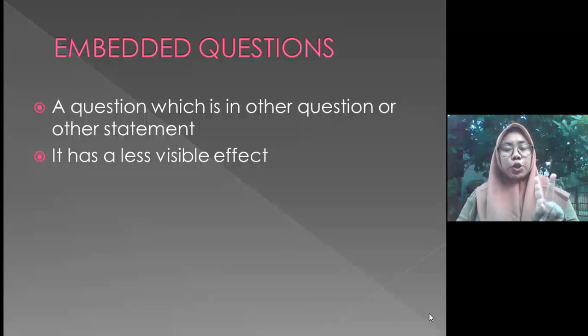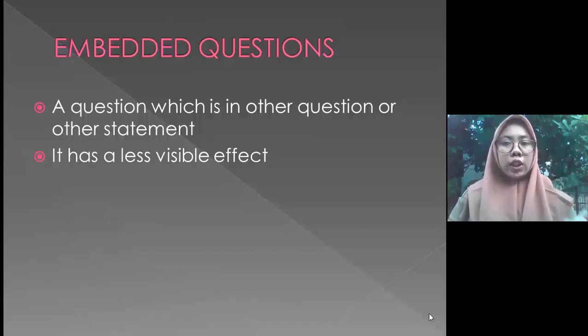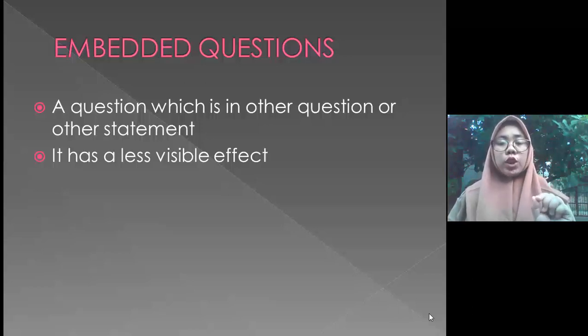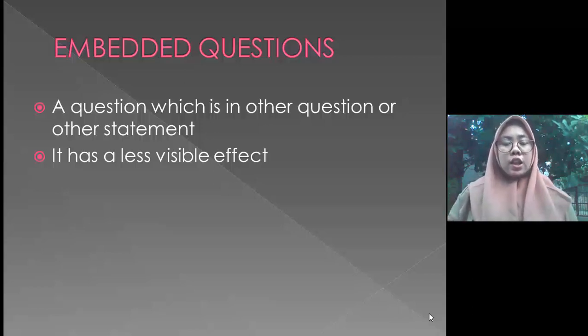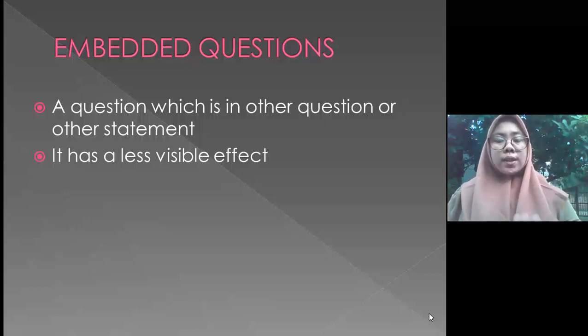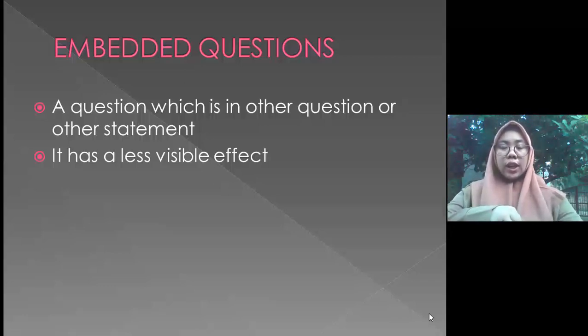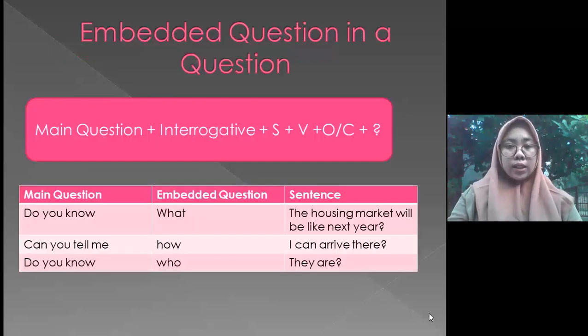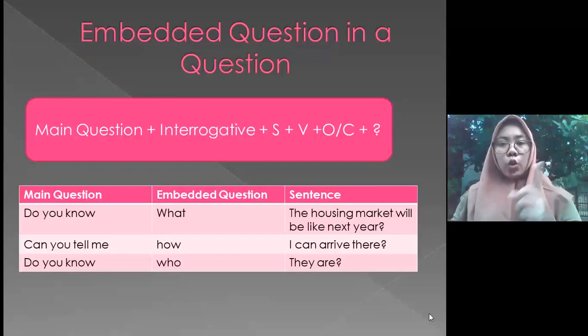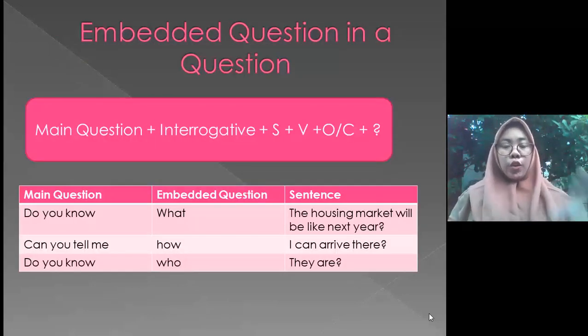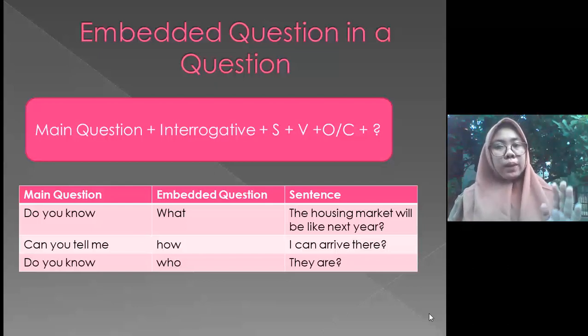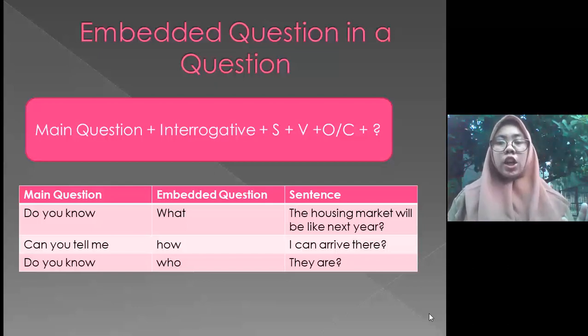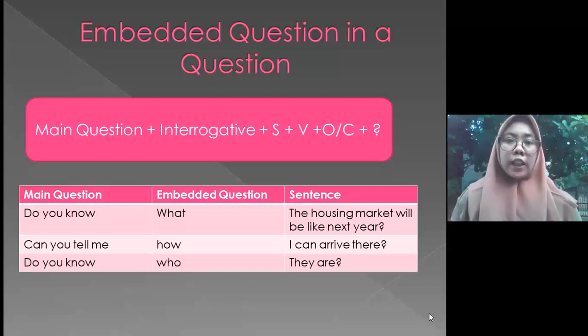Okay, the second material is about embedded question. Actually, embedded question here is a little bit the same as word order. The difference is just we make our sentence in the question into another question or another statement. Okay, let's see. The first is embedded question in the question. The rule is, first you must make your main question, and after that the interrogative, and the next one for the normal sentence.